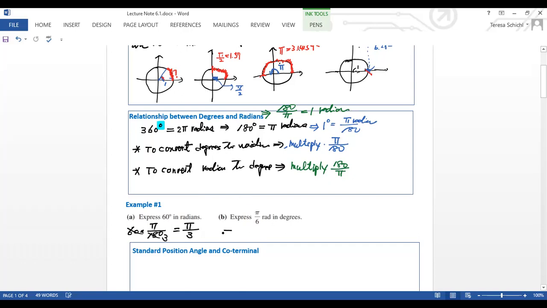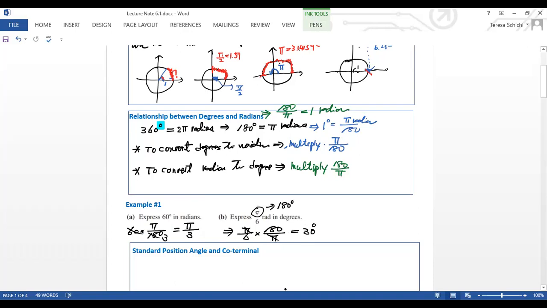Okay, then how do I express pi over 6 in degrees? You just multiply pi over 6 by 180 over pi. The pi and the pi cancel, and this is 30 degrees, right? Or you can just use 180 divided by 6, because pi is equal to 180 degrees. So it's pretty straightforward.